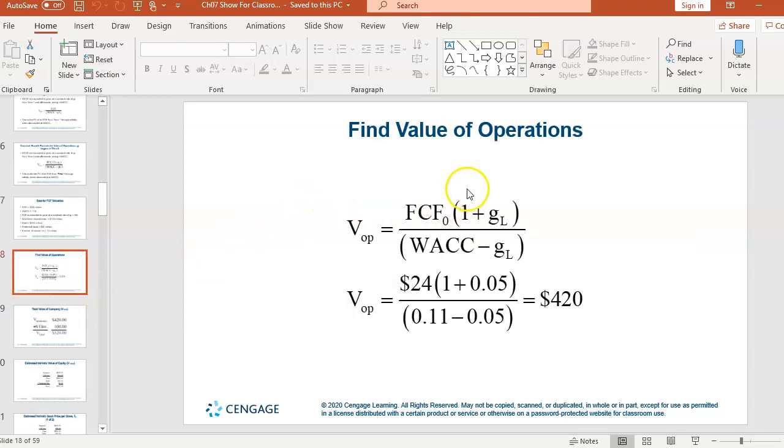So we can plug our numbers into our formula. FCF0 was given to us. They said 24 million times 1 plus the growth rate becomes FCF1, which is what the formula requires. And then I take the WACC of 11 minus the growth rate of 5, and I get a $420 million valuation on my operations. Okay, so that's the starting point for what my company is worth.